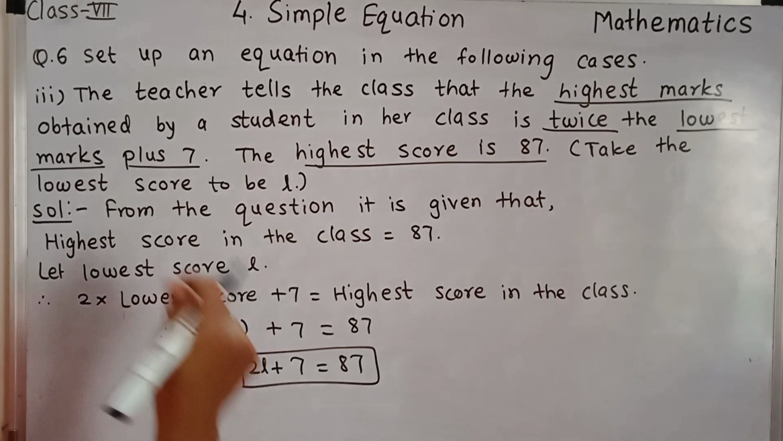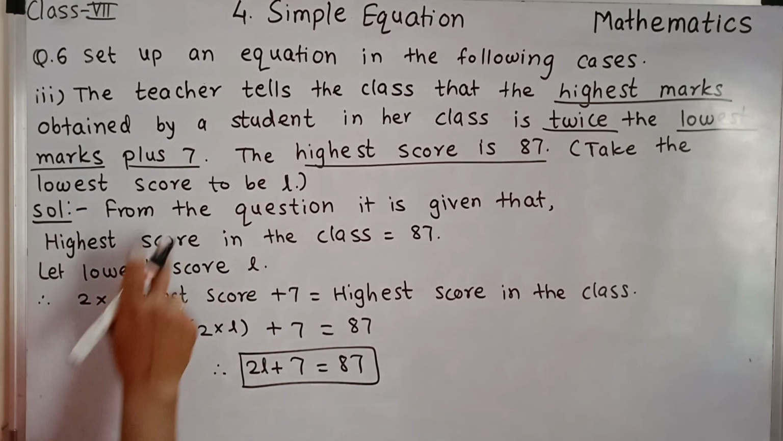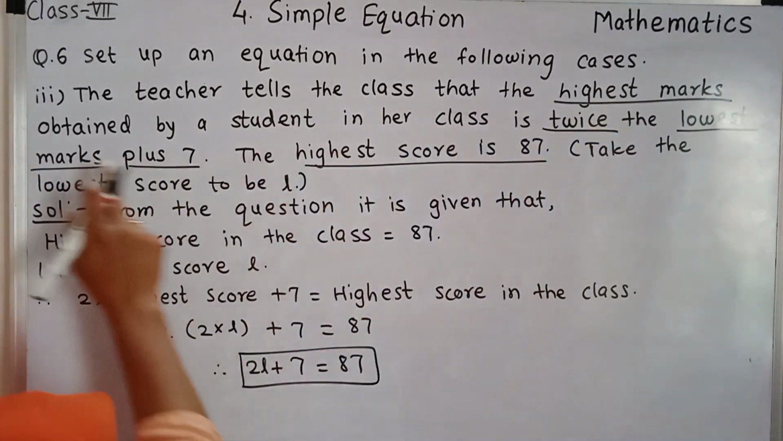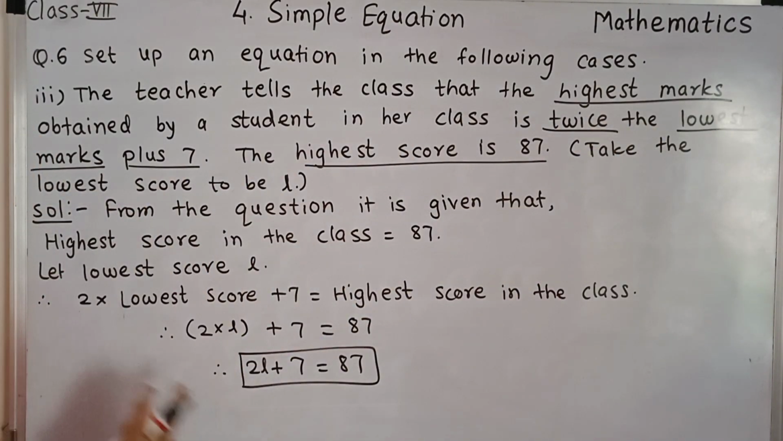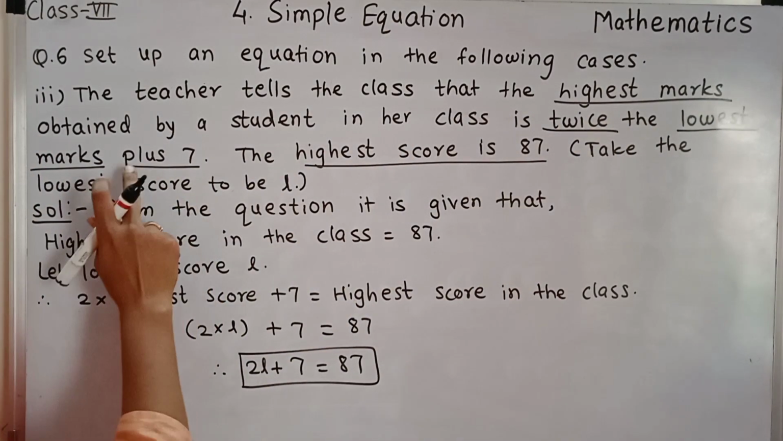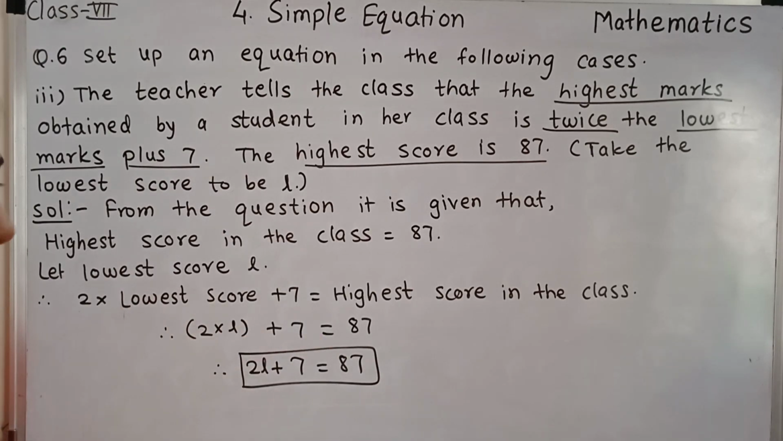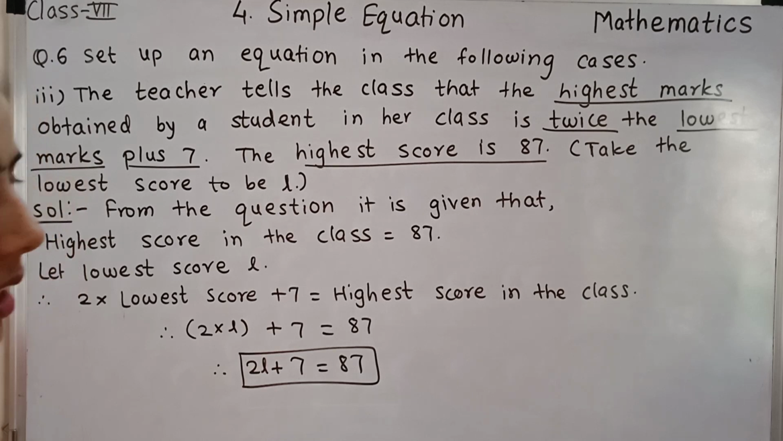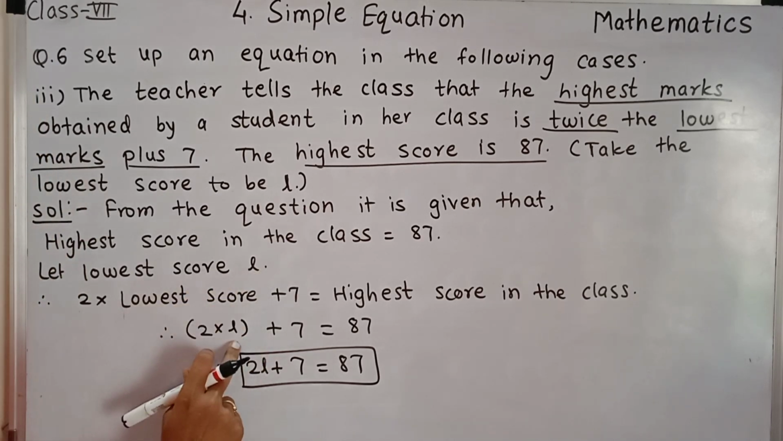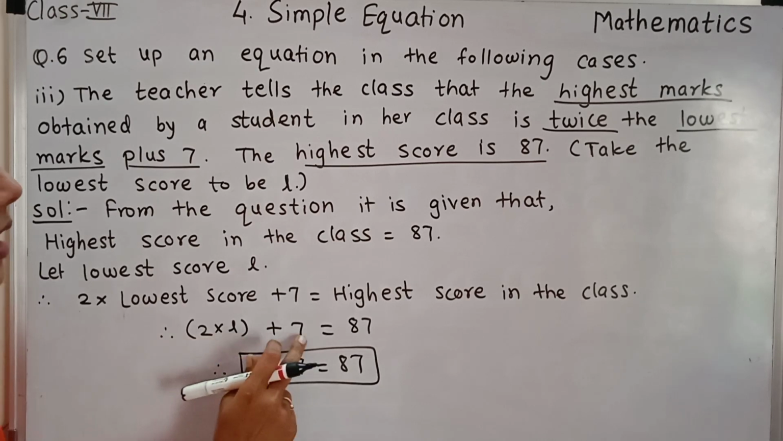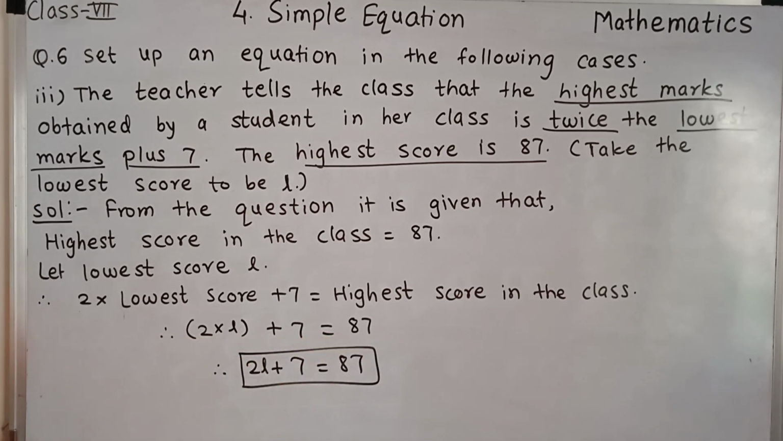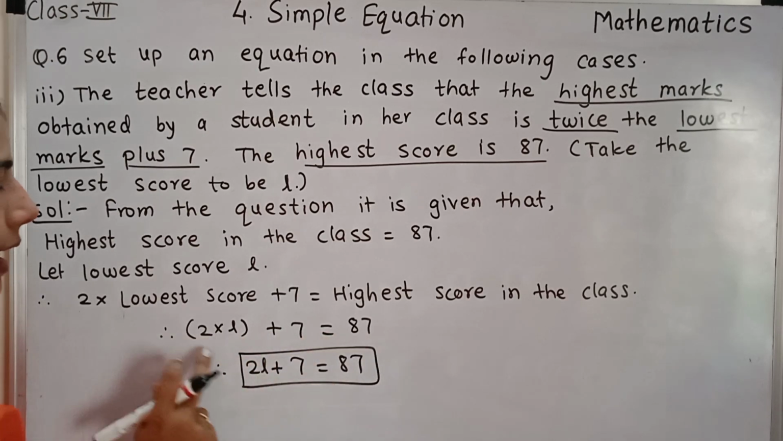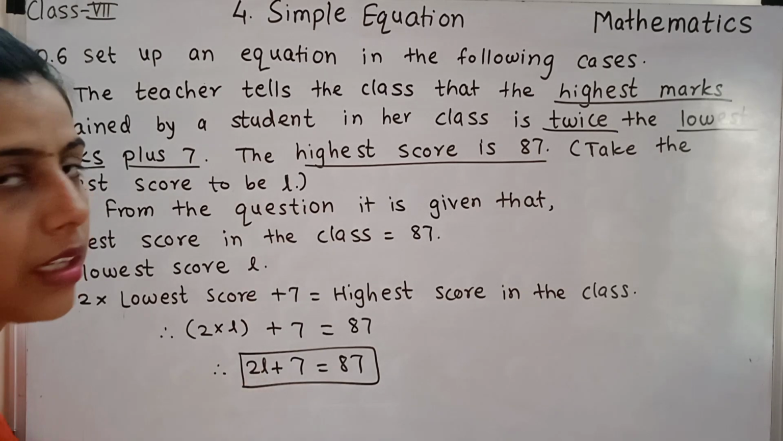Now what is the given condition? Twice the lowest marks plus 7, that is 2 into the lowest score plus 7. So the equation comes directly, equal to the highest score in the class. We have considered the lowest score as L, so 2 into L plus 7 equals 87. So the equation is 2L plus 7 equals 87.